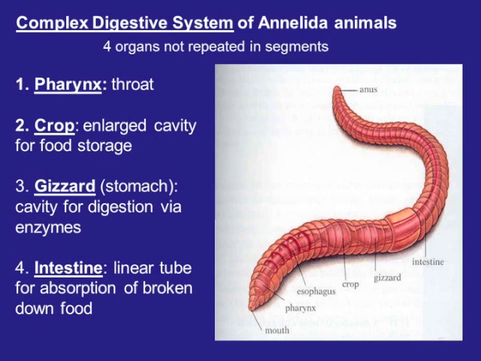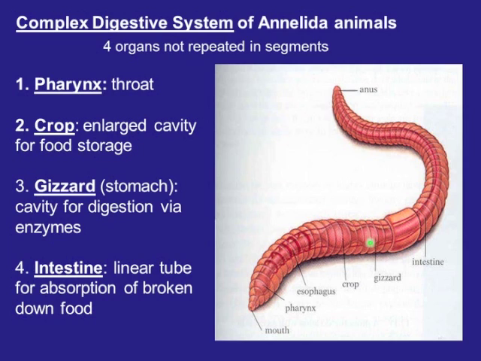Let's take a look at the digestive system of an annelid. There are 3 organs that are not repeated in the segments. So there's the pharynx, which is the throat, and that transports food, typically dirt in the earthworm, to the esophagus. And then the esophagus, using peristalsis, is going to move that food into the crop. Well, the crop is an enlarged cavity for food storage. Next to it is the gizzard, and that has a cavity. It's a cavity for digestion via enzymes.